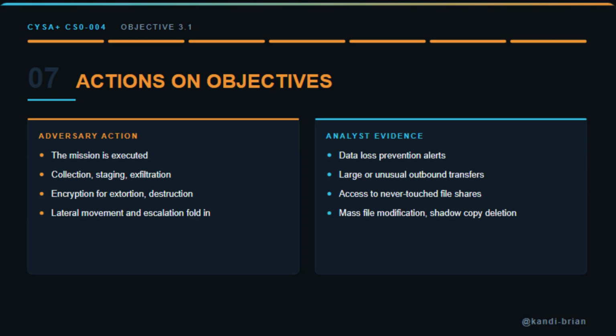Detection at this phase is data-centric and identity-centric. Data loss prevention, large or unusual outbound transfers, access to file shares a user has never touched, mass file modification rates that indicate encryption, anomalous privileged authentication, volume shadow copy deletion commands.